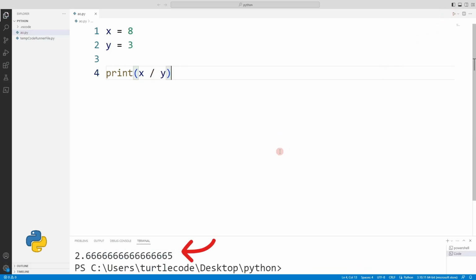Note the decimal part of the division. We can use a double slash instead of a single slash to round down the decimal part of the number.